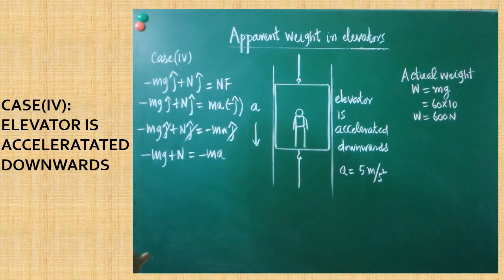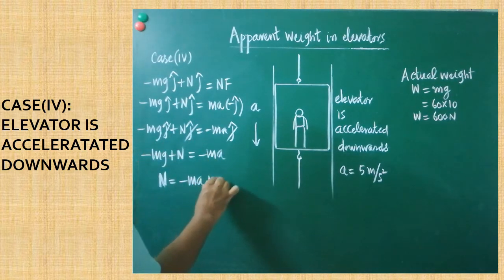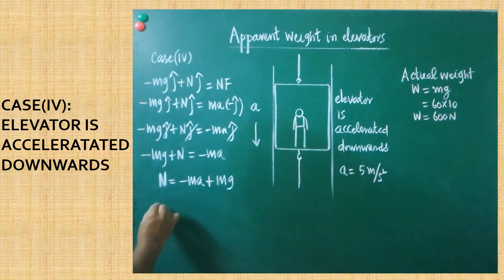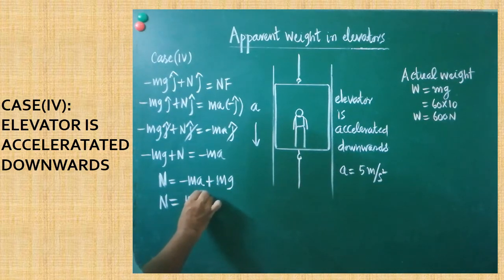What is the required quantity? Here we have to calculate N, the normal reactional force. So how should it be calculated? Keep N on one side. Minus ma is already there. If the minus mg is brought to this side, it becomes plus mg. In the next step, the normal reactional force can be calculated by the formula. m can be written as a common factor, and finally we can write it as g minus a.